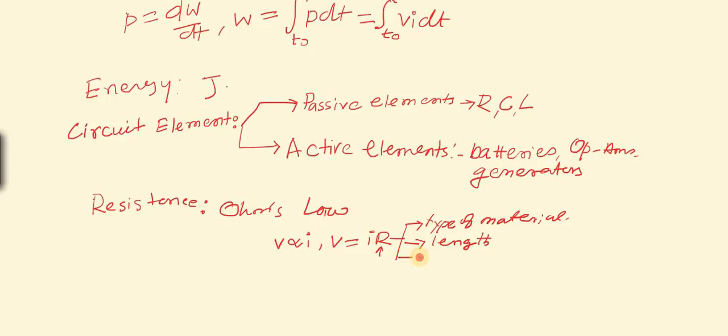Then cross sectional area. Normally we write it like A, and this is L. And next, our final part, which is one very important part, is temperature. Resistance depends upon all these factors.